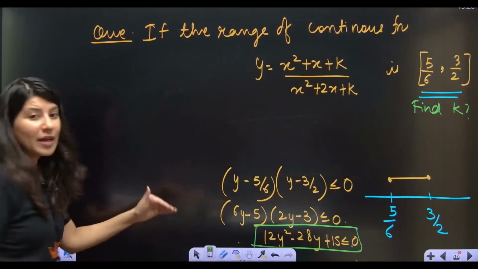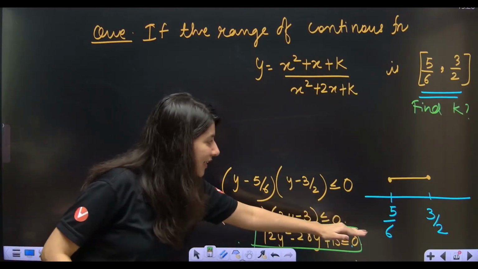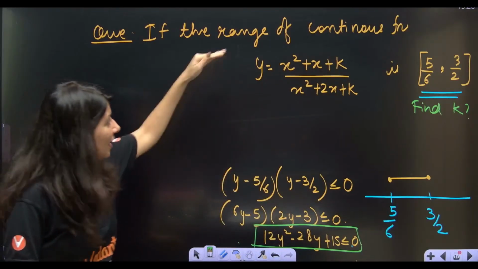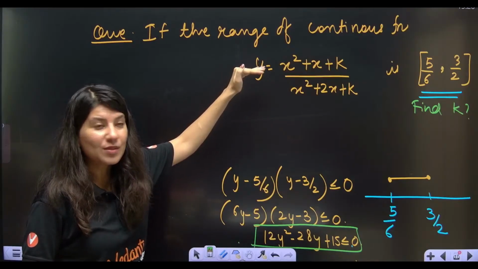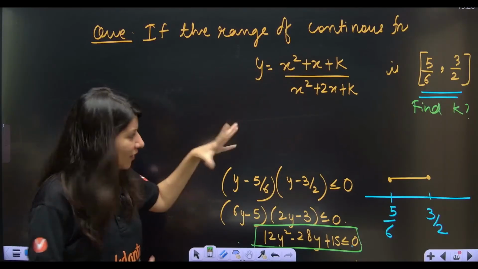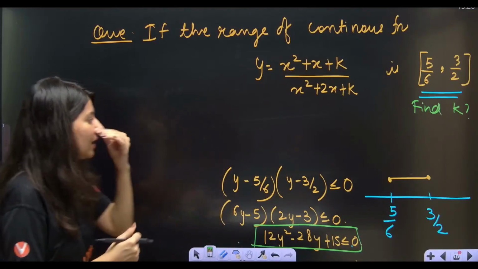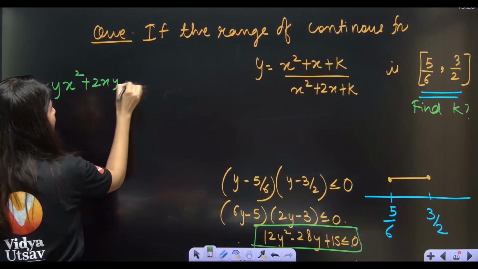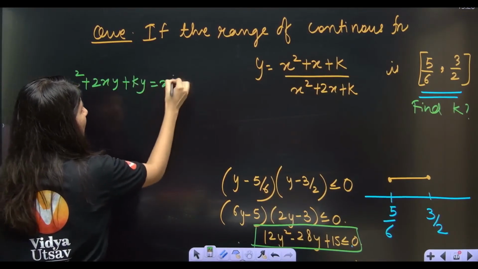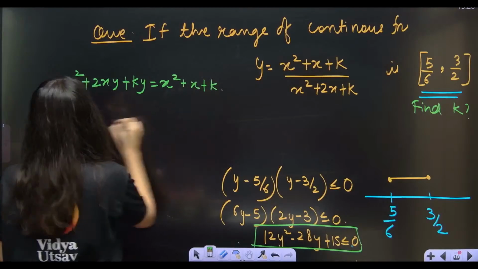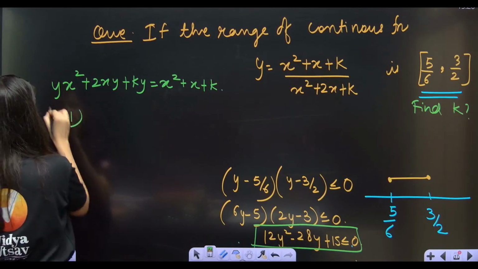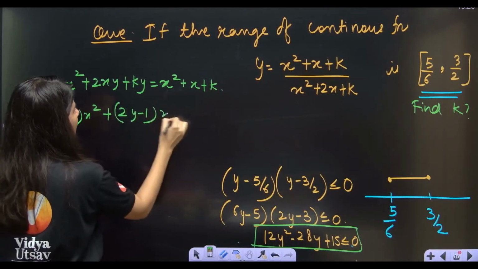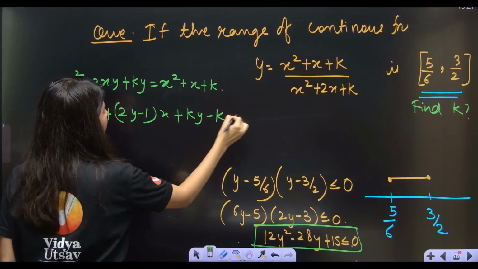Now, what I am trying to do is, I am trying to start the question from the end as much as possible, and I am going to start the question from the beginning. Eventually, we'll just check and compare what we are getting. So yx square plus 2xy plus ky is equals to x square plus x plus k, correct? So y minus 1 x square plus 2y minus 1 x plus ky minus k is equals to 0.